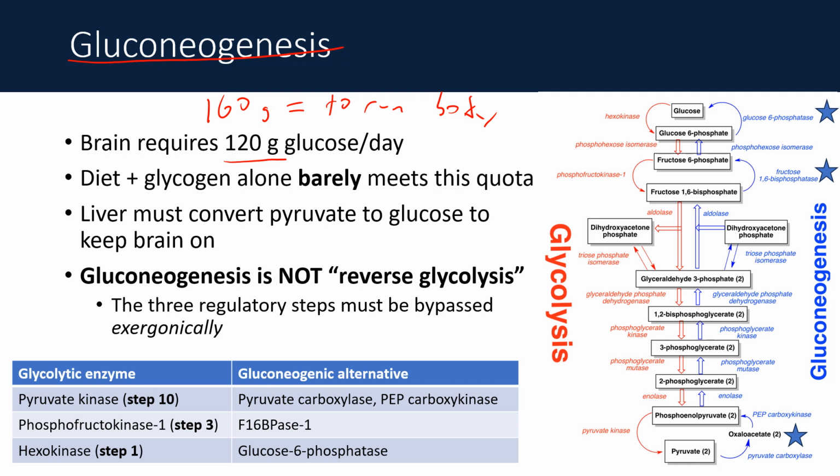Now, diet and glycogen alone barely meet this quota. This is going to be a problem if you ever skip a meal or if you did a little bit of cardio that day, which is going to blow through your sugar and glycogen stores. So the liver needs a way to convert pyruvate back into glucose under fasting conditions so we can maintain this brain activity at all costs.